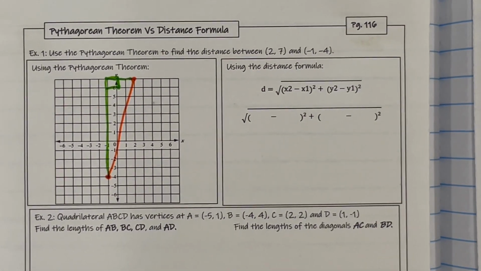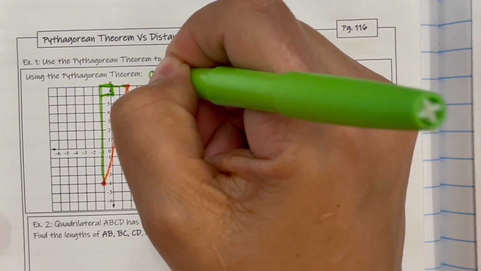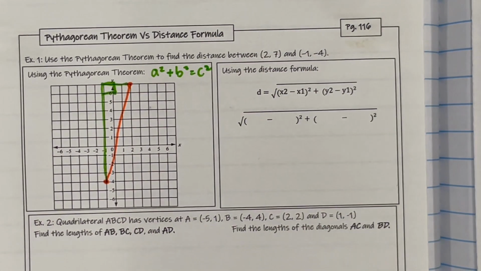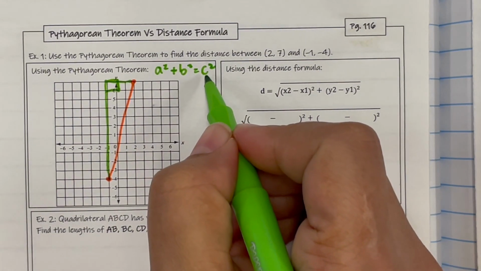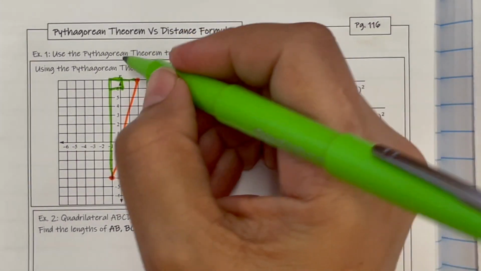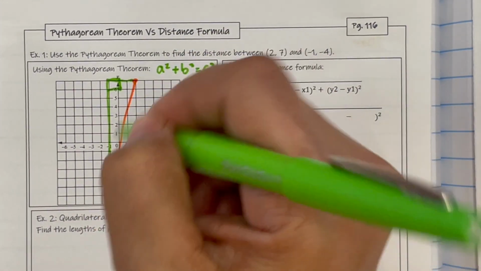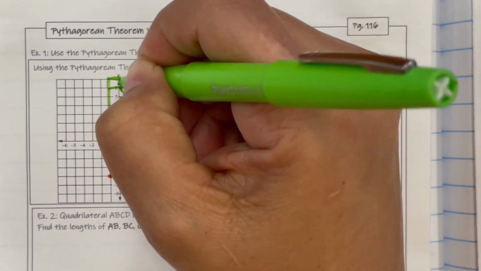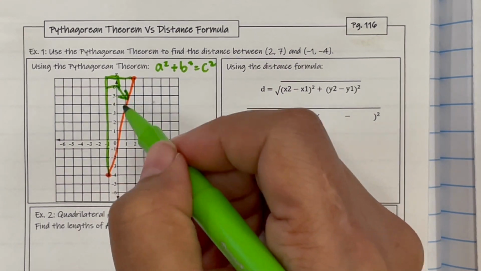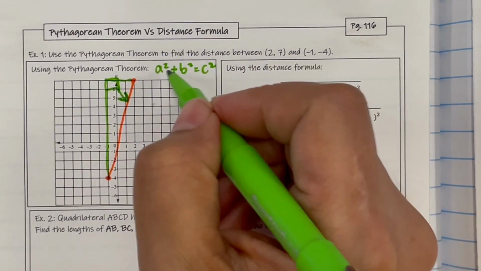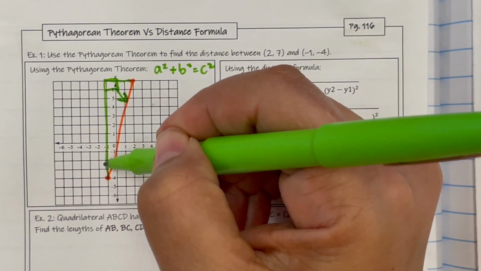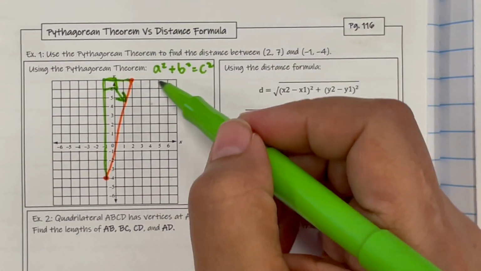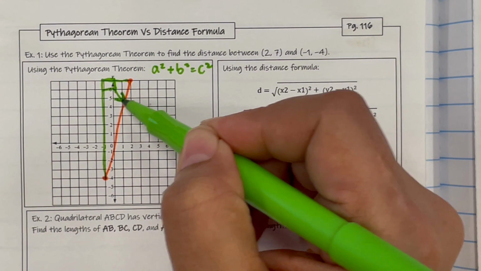To use Pythagorean theorem, all right, it says a squared plus b squared is equal to c squared, where c is always your longest side, which is always going to be opposite the right angle. A and B does not matter. So I can say this is A, or I can say that's A, or I can say this is B, or that's B. Doesn't matter, as long as C is always across from the right angle.